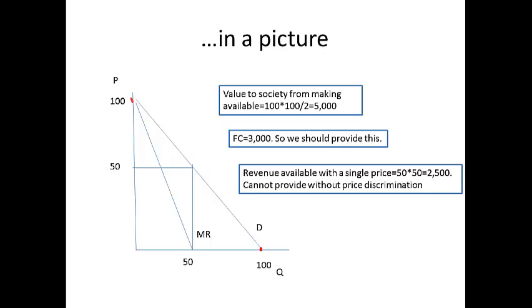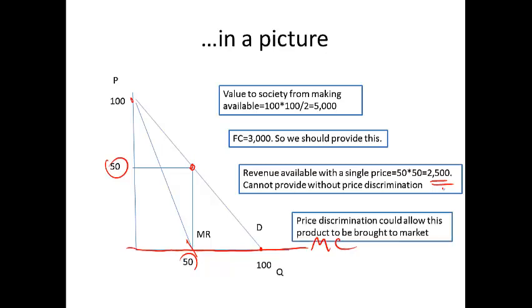What's the revenue available with a single price, so without price discrimination? We find that in the usual way. Marginal costs are zero. So the intersection of marginal revenue with marginal cost occurs right here. The quantity is 50, the price is 50, and the revenue available with that single price is 50 times 50, or 2,500. So again, this doesn't cover fixed costs, and without price discrimination, this product will not be brought to market. However, price discrimination of some form that could generate more revenue than just the 2,500 could allow this product to be brought to market.